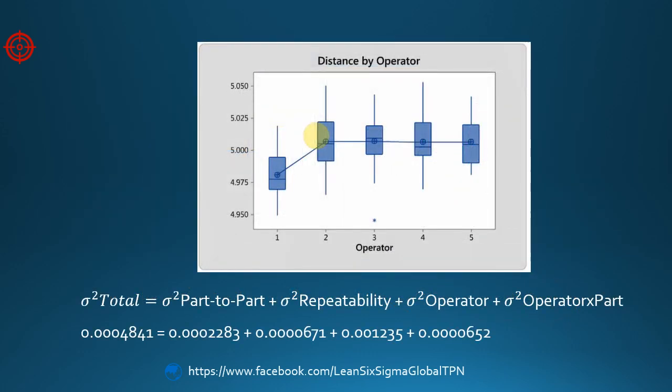First, let's use the distance by operator box plots seen in an earlier lesson to better understand the variance among operators. Each box plot corresponds to measurements for each of 5 operators. The differences in these mean measurements are used to estimate the variance component associated with operators. When calculated, the variance is 0.000125.